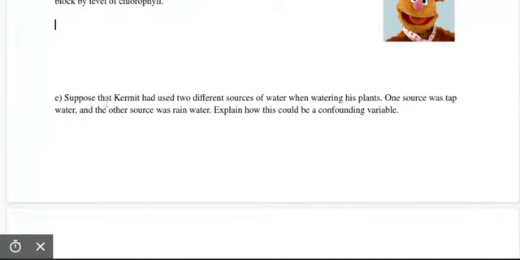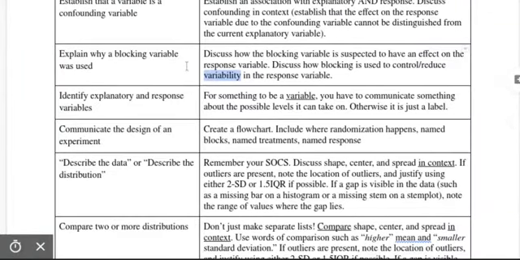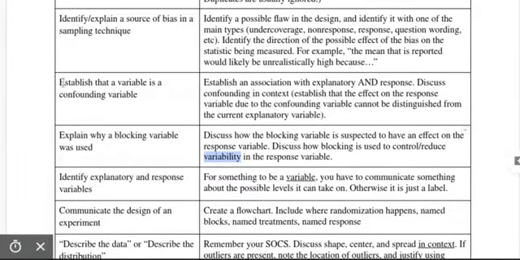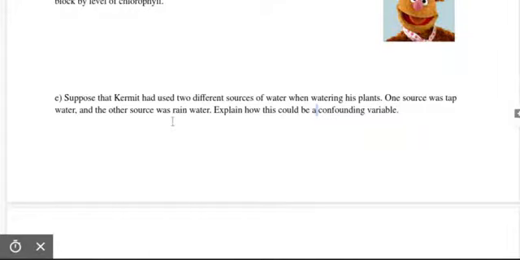Finally, confounding. A confounding variable, that also is on your AP Stats details page: establish that a variable is a confounding variable. There are things to talk about, and that was part of the class period today. So that's something you can look at. Make sure that you do that in this context.